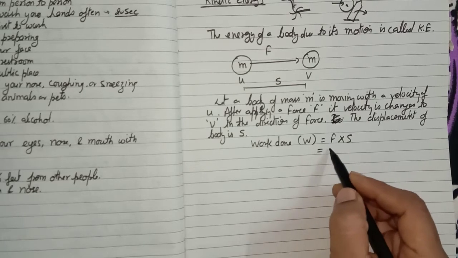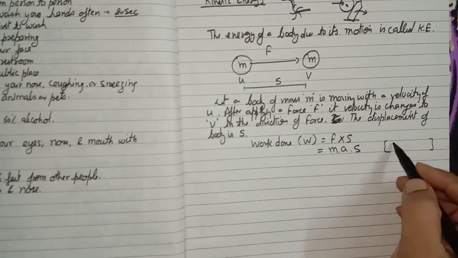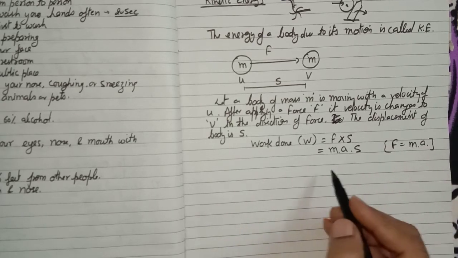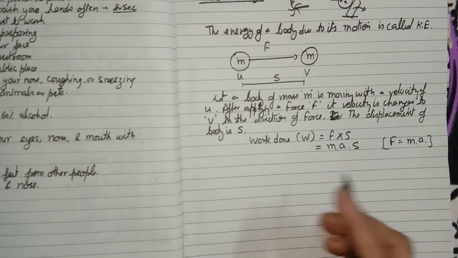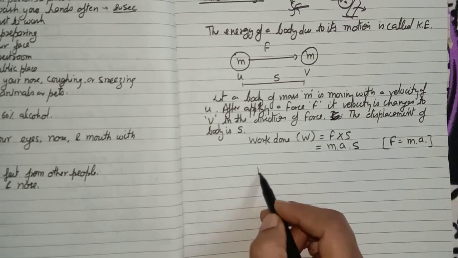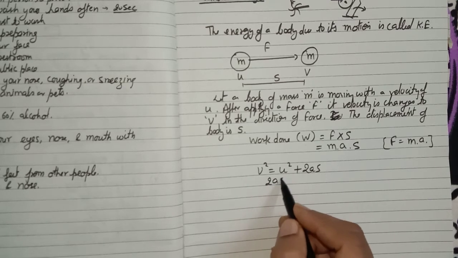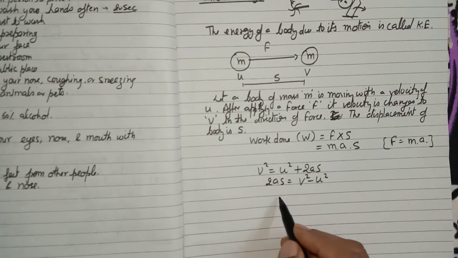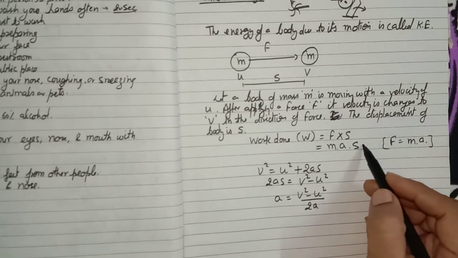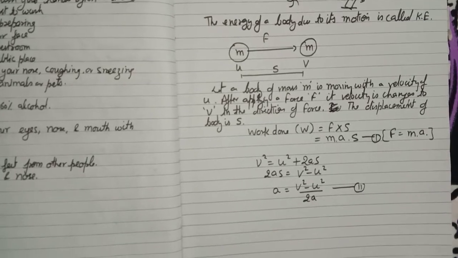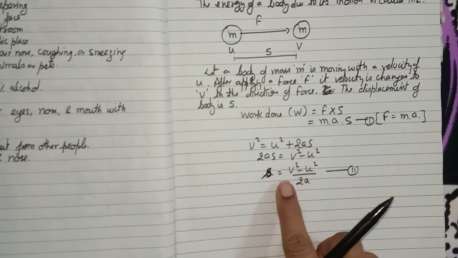Now, we know that force is equal to m into a, according to Newton's second law. So you can write here F is equal to m into a. Now we can use the third equation of motion for finding the value of s. According to the third equation of motion, v square is equal to u square plus 2as. Then we can write 2as is equal to v square minus u square, and now s is equal to (v square minus u square) upon 2a. This is equation 1, and we can write F = ma as equation 2. Now we can put this value of s in equation 1.